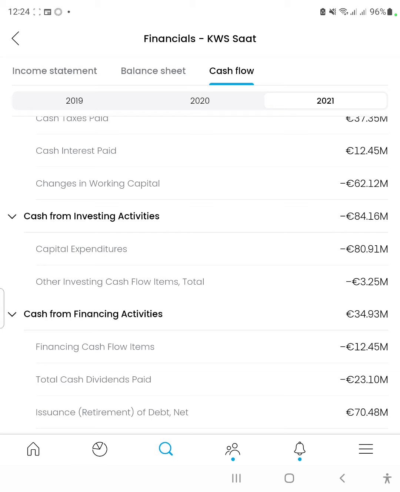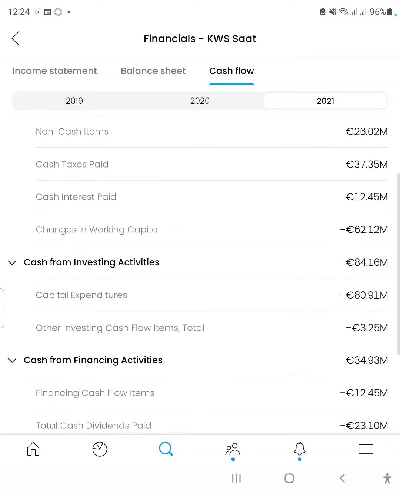a total of 3.25 million euros, which is quite trivial. The last part of the cash flow statement is how the company spent its money on financing activities. So the last part of the financial statement is the cash flow generated from financing activities. So that being how the company spent its money on dividends, as well as how the company spent its money on managing its debt. So the company managed to spend 12.5 million euros on financing cash flow items.